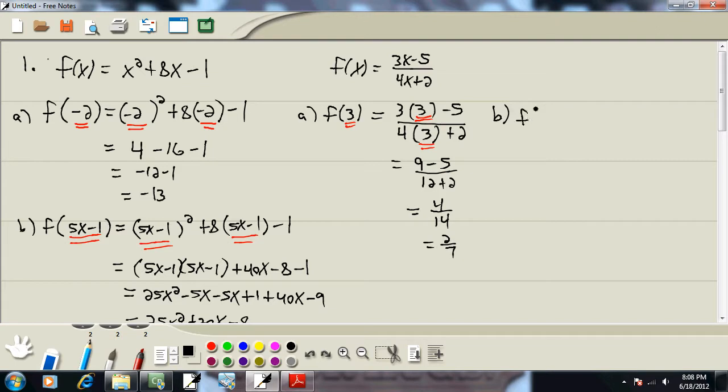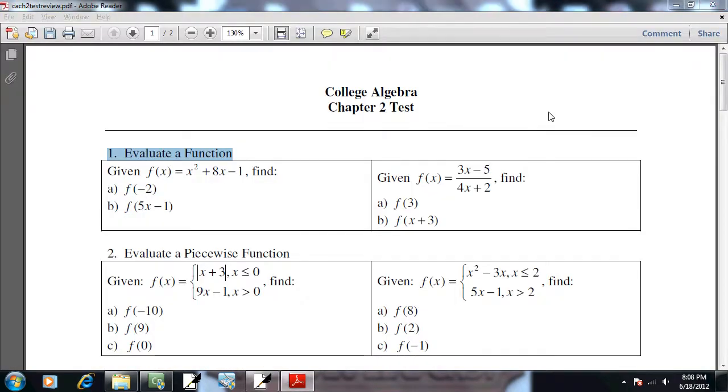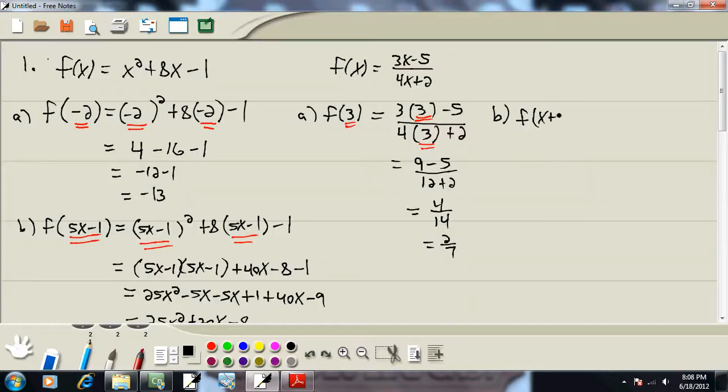Let me do B right here. I want to find f of x plus 3. Now again, we're going to go through and everywhere we have an x, we'll put in parentheses. I'll leave a little extra room here since we're plugging in more. Whatever's inside the parentheses here is what goes in here. So it's x plus 3, so I put in x plus 3 here.